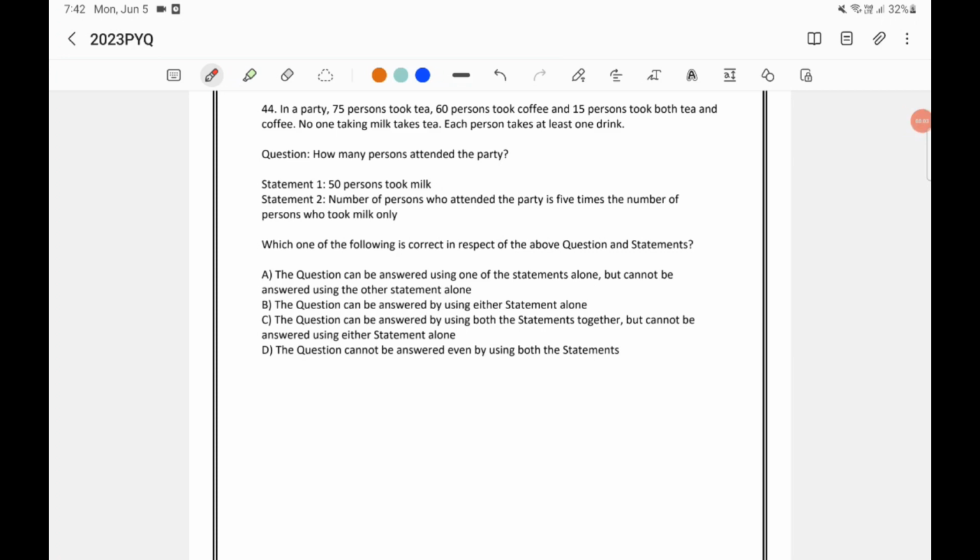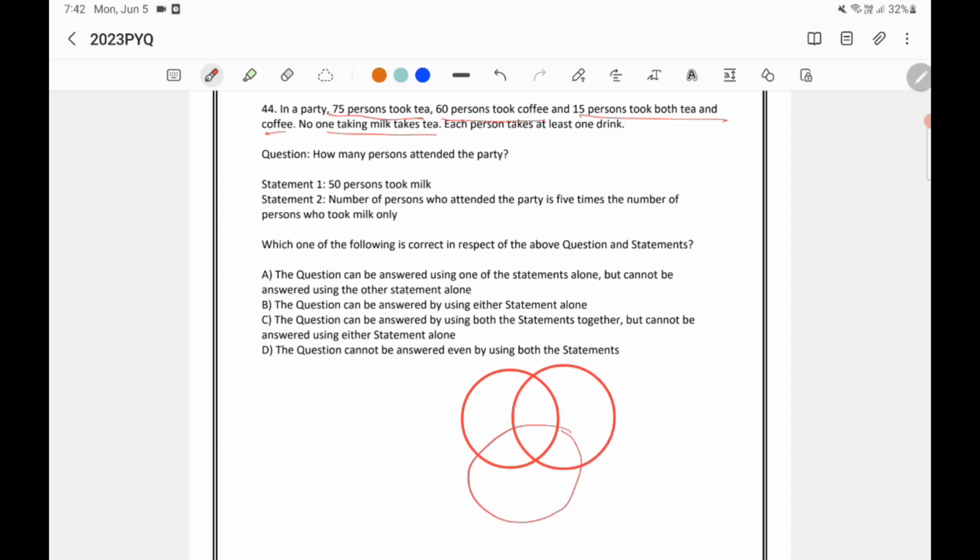In a party, 75% took tea, 60% took coffee, 15% took both tea and coffee. No one taking milk is taking tea. Each person takes at least one drink. So this is a Venn diagram question. So there is tea, coffee and milk. So I am drawing 3 circles like this. Let's say this first circle represents tea, this one coffee and this one milk.